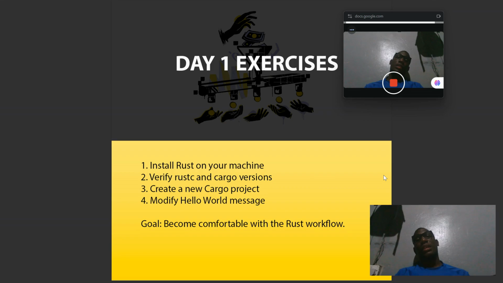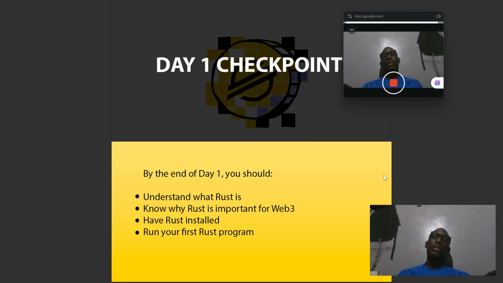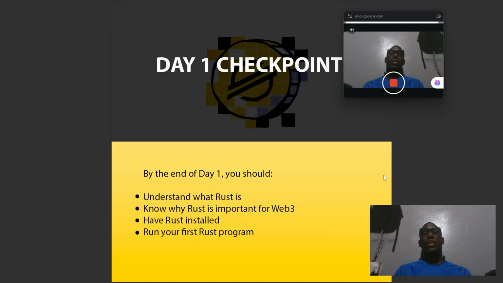The first exercise you're going to do is install Rust on your machine, verify that you've installed Rust, and create the Cargo project. The document is shared on GitHub. Modify your hello world message. The goal is for you to become comfortable with the Rust workflow. As checkpoints, by now you should be able to understand what Rust is, why it is important for Web3, have it installed, and run your first program. These are some of the fundamentals of Rust.